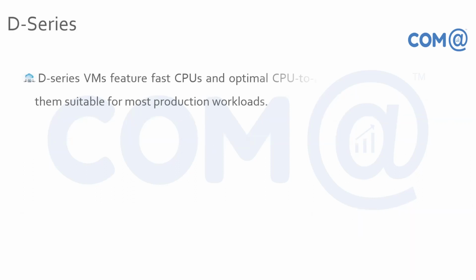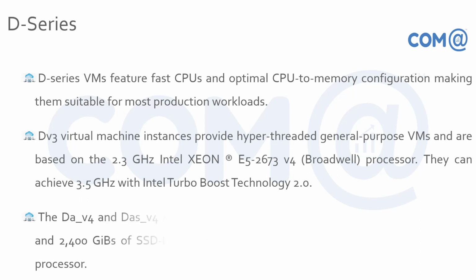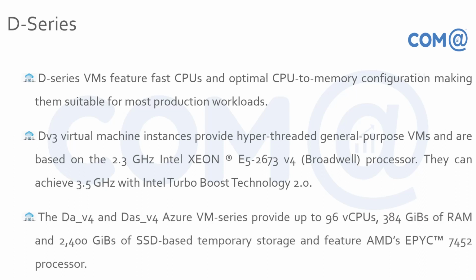And D series servers. D series virtual machines feature fast CPUs and optimal CPU to memory configuration, making them suitable for most production workloads. DV3 virtual machine instances provide hyper-threaded general-purpose virtual machines and are based on 2.3 GHz Intel Xeon E5-2673 V4, that is a Broadwell processor. They can achieve 3.5 GHz with Intel Turbo Boost Technology 2.0.